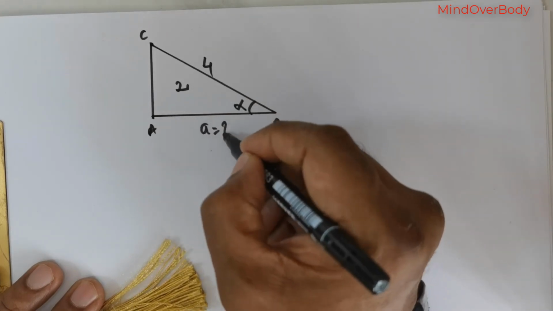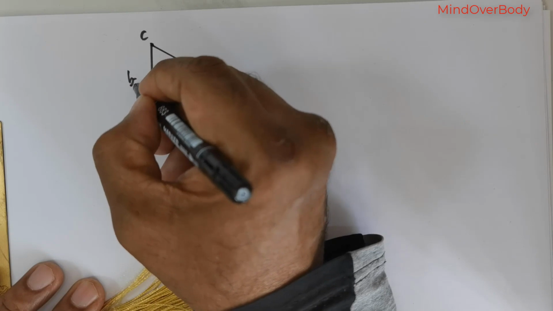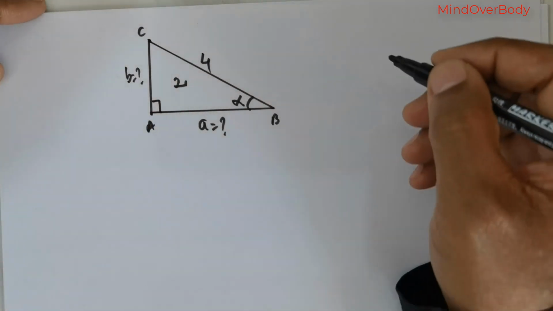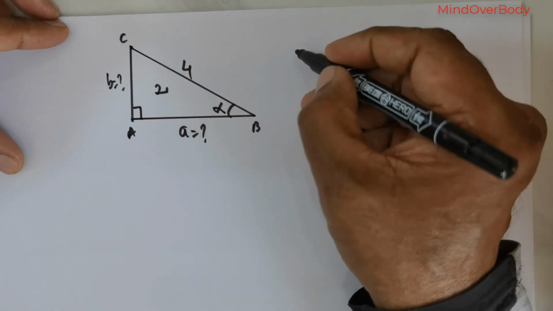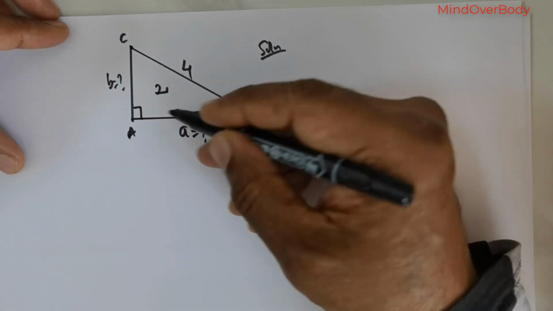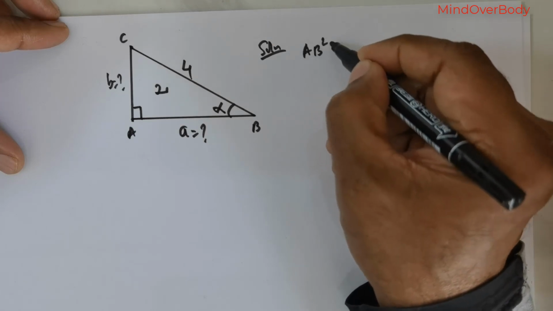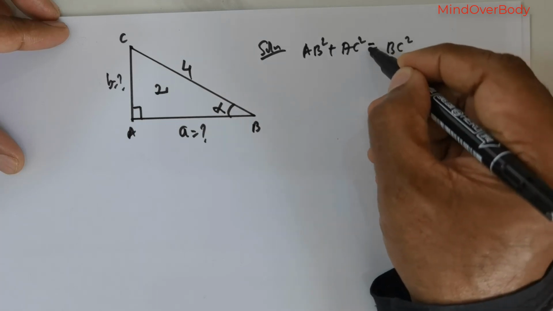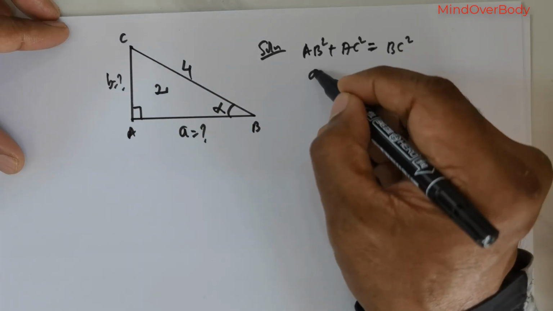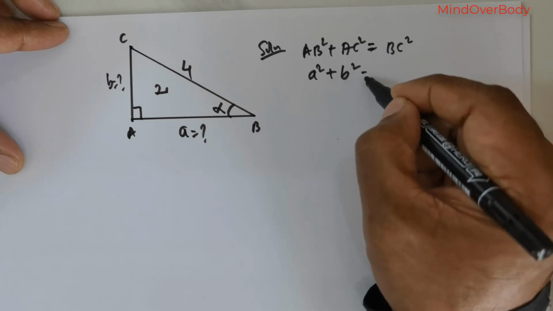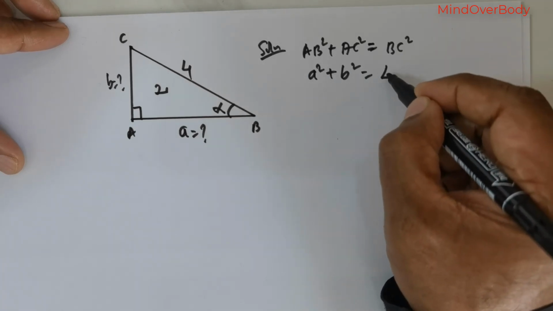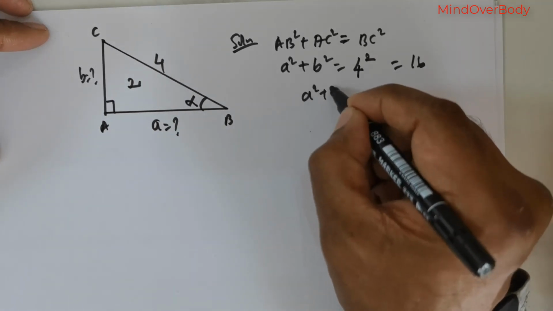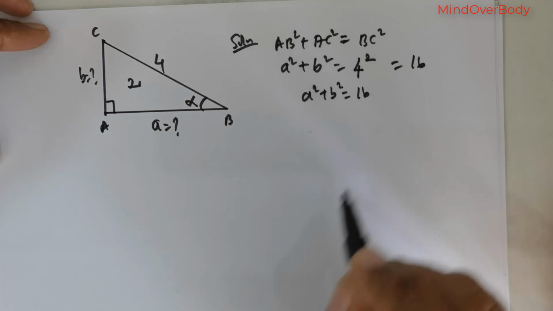We also need to get the value of this base and the height. So how are we going to do that? And this is a right triangle. Now let's start the solution. Now since it's a right triangle, I can write this as AB squared positive AC squared is equal to BC squared. So AB squared is A squared, AC squared is B squared, and BC is 4 squared, which is equal to 16. So A squared plus B squared is equal to 16 units.